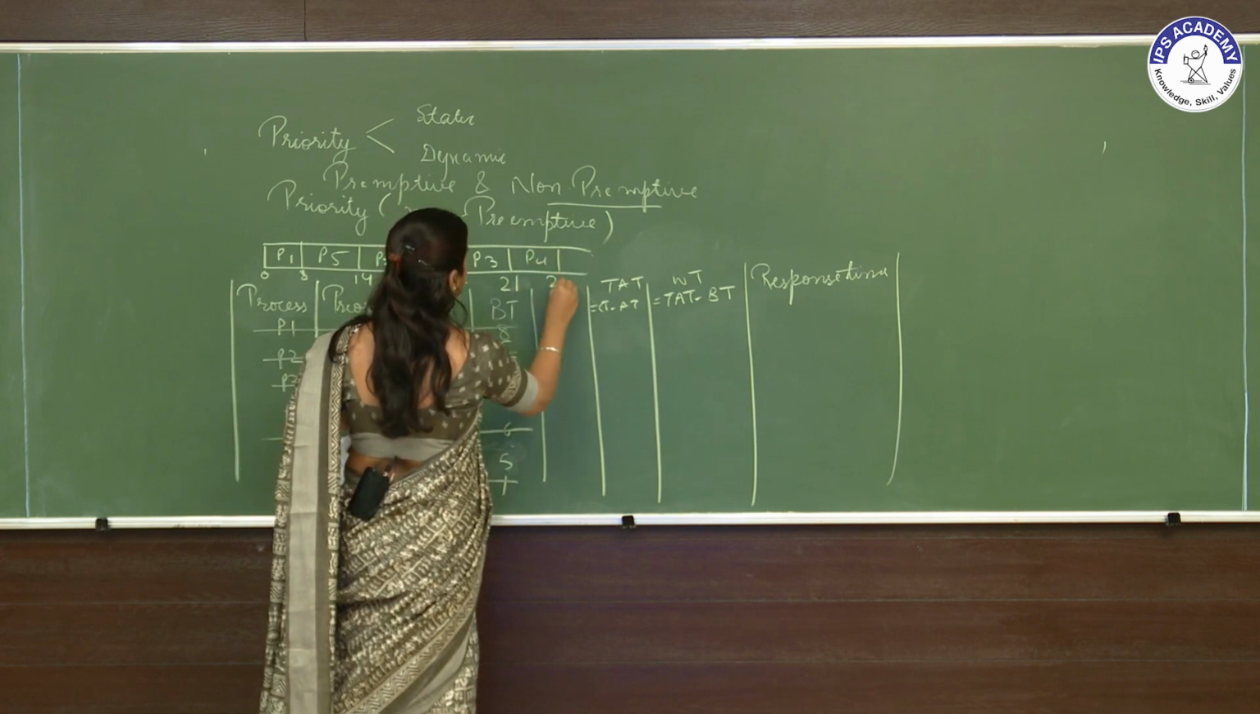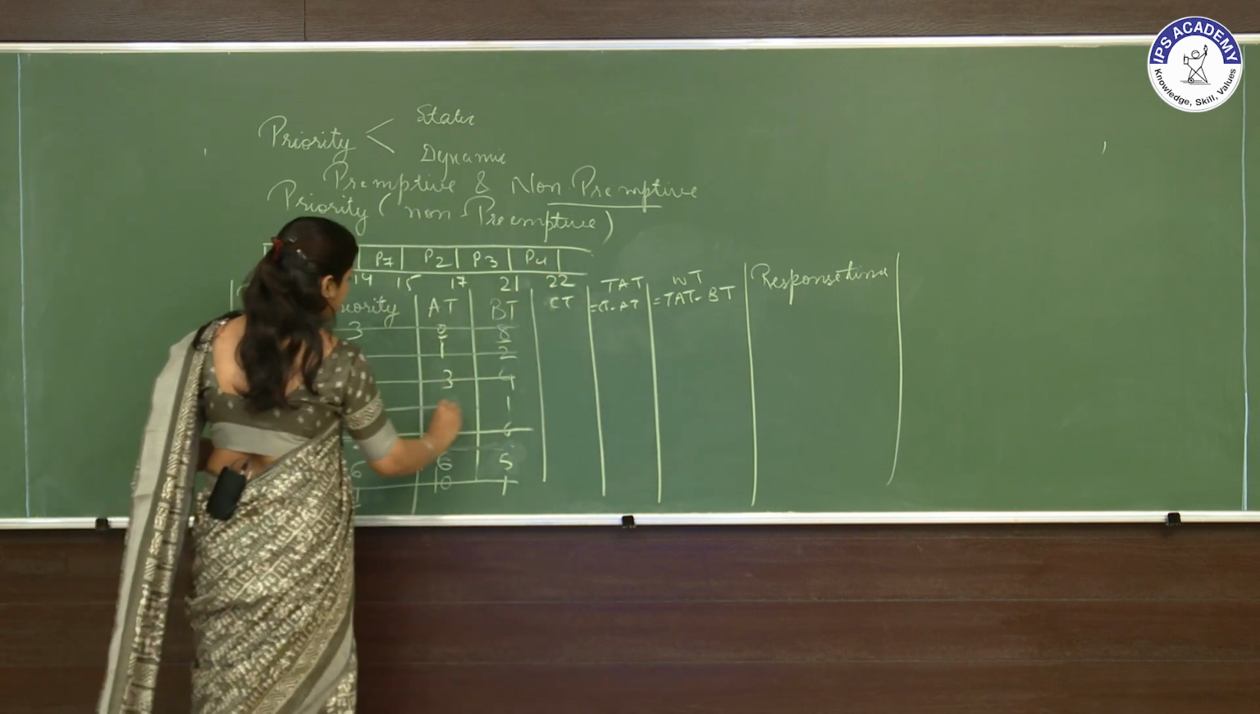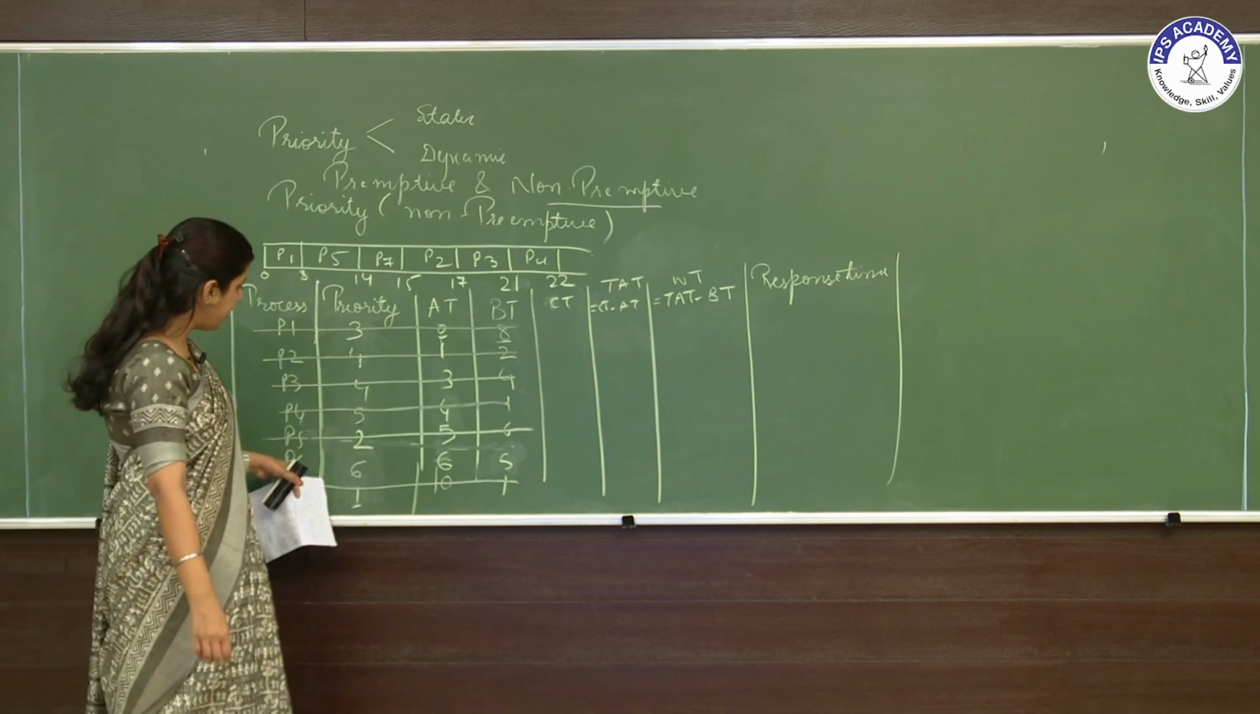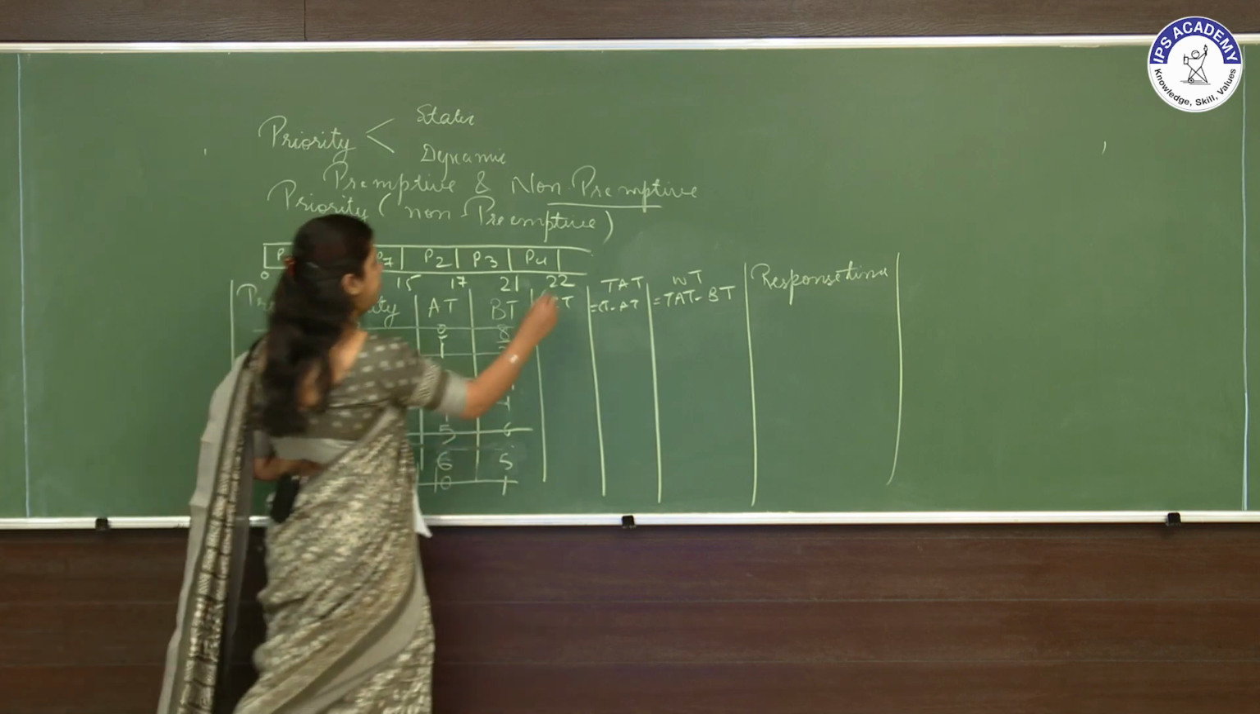P4 for 1 unit of time. Next, the last process remaining is P6. P6 will be executed for 5 units of time.